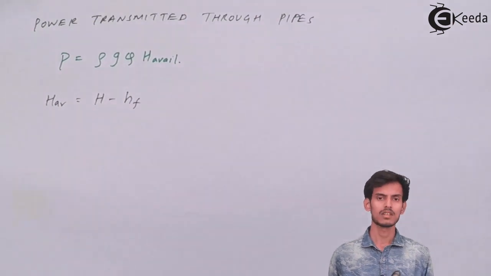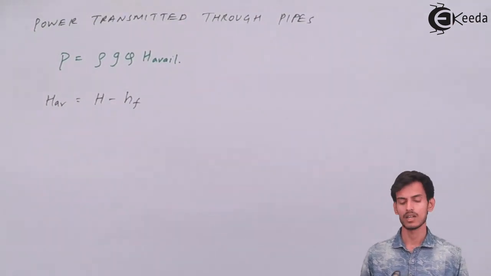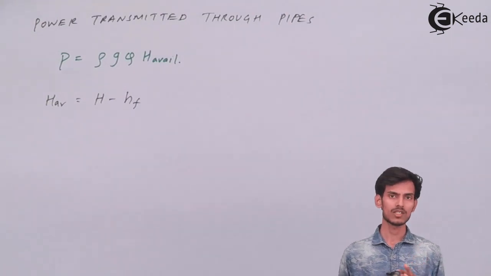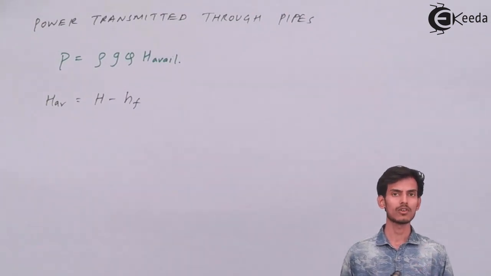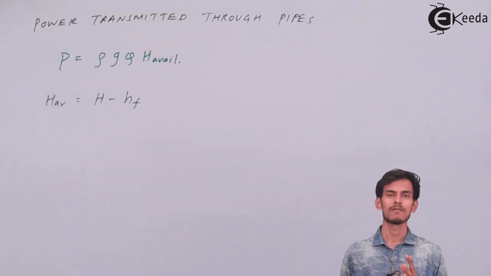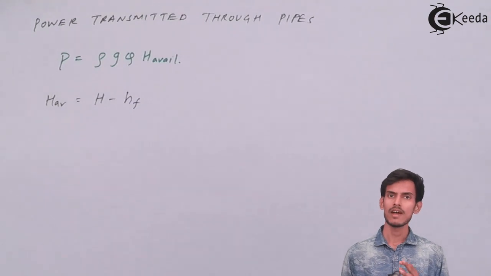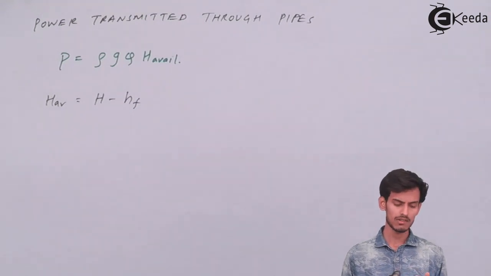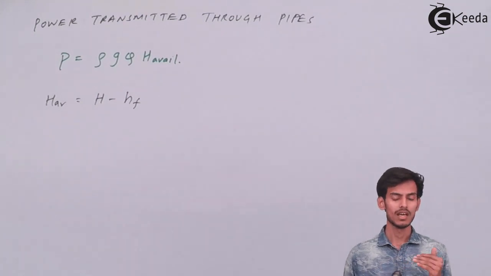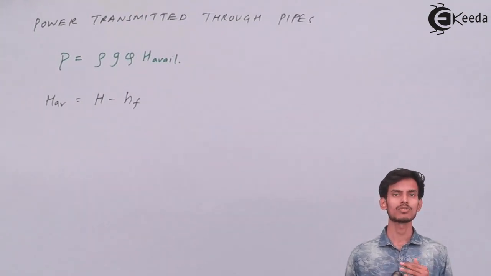So head available is nothing but the total head minus the head loss because of friction. As of now, we are neglecting the minor losses. I'm considering only the major loss, that is loss because of friction. So the total head minus the loss because of friction will give you the available head. In fact, the available head will be what you get if you subtract all the minor losses also, but as of now we are assuming the minor losses to be zero.